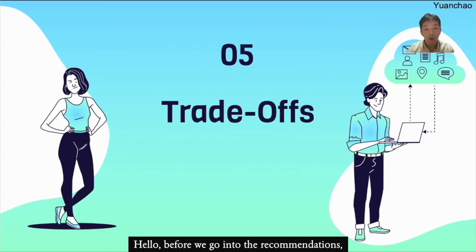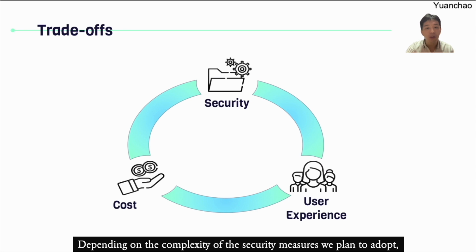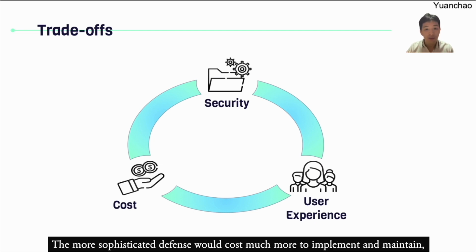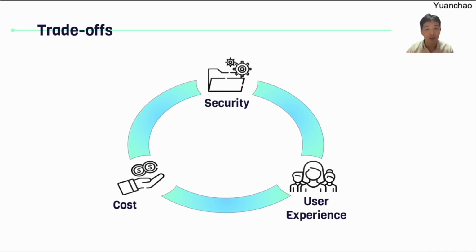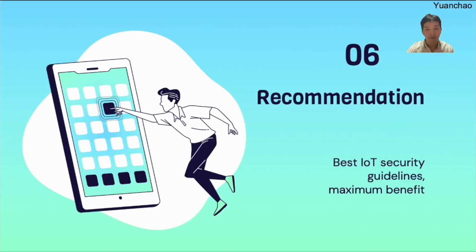Hello. Before we go into recommendations, it is crucial to understand the trade-offs of implementing security. Depending on the complexity of the security measures we plan to adopt, we have to consider the associated costs and the effects on user experience. The more sophisticated defense would cost much more to implement and maintain, whereas complex security measures would lower the work efficiency of employees. Therefore, our solutions have to strike a balance between security, cost, and user experience.